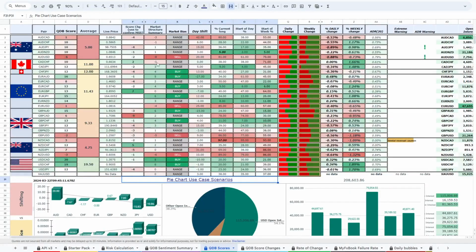Morning guys, we have two new columns on the QDB scores, a thing called the market structure summary and a thing called the market bias. And I suppose the very simple thing that we could talk about initially is to avoid anything if it says range, because we want to be trading trending markets. So if it's something that says range, don't trade it, just avoid it completely.